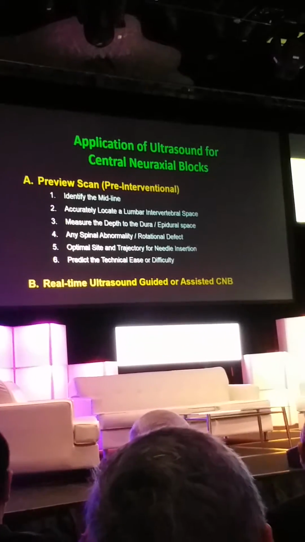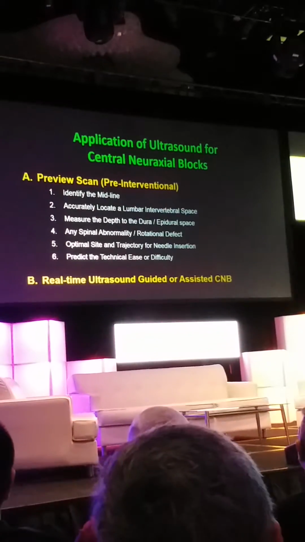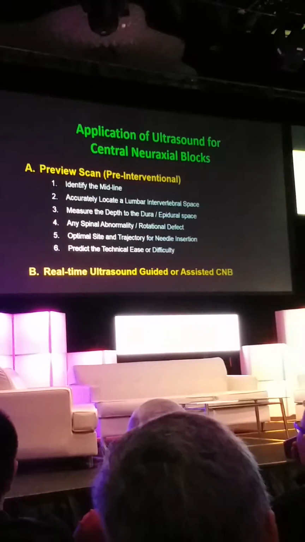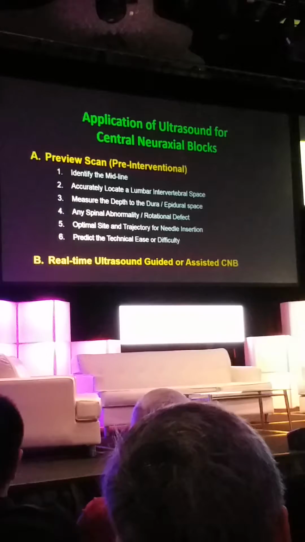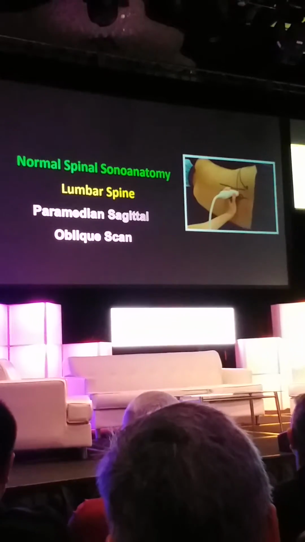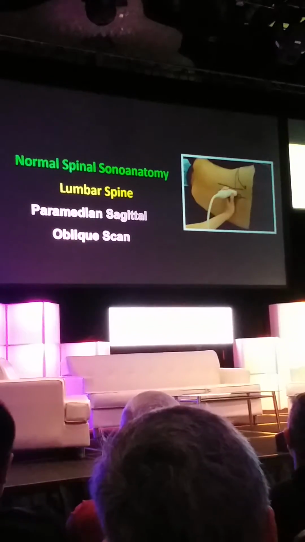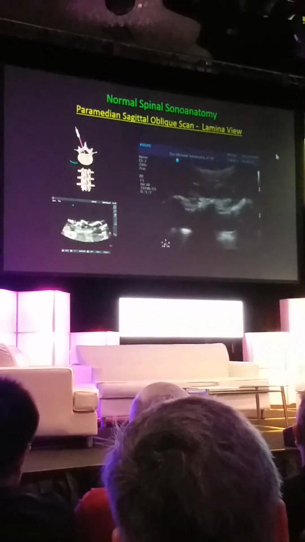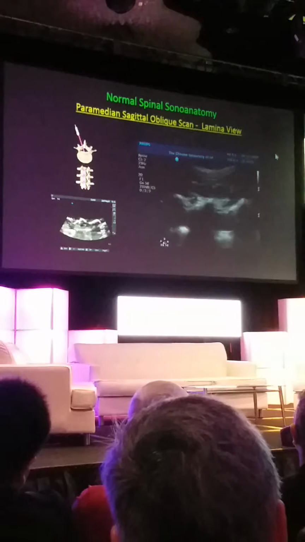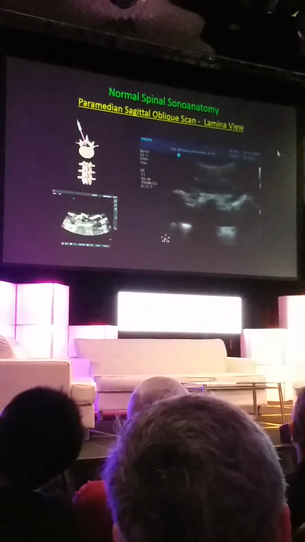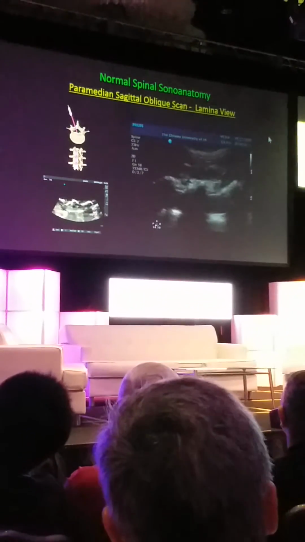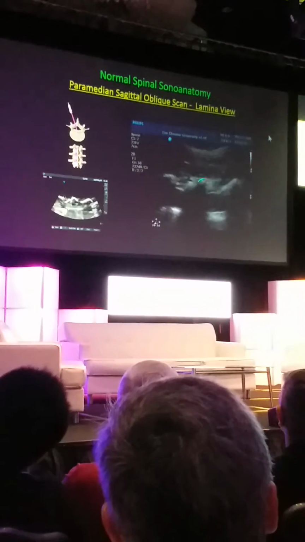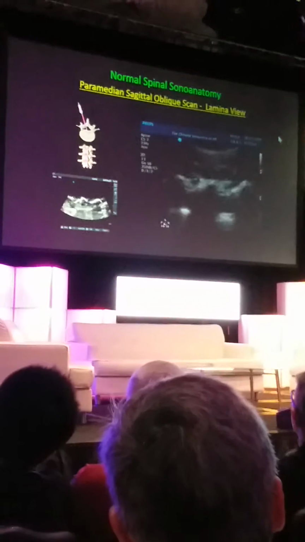I don't need to allude to the different applications for it, in the interest of time, but I'll try and focus on when the chips are down and you really need to do real-time interventions, what you have to do. Firstly, you have to do a paramedian sagittal scan because it provides the best visualization of the neuraxis. It's an oblique sagittal scan because you can imagine the maximal amount of energy is entering the neuraxial space, and you can see that the visualization of the neuraxis and the interlaminar spaces is extremely good.